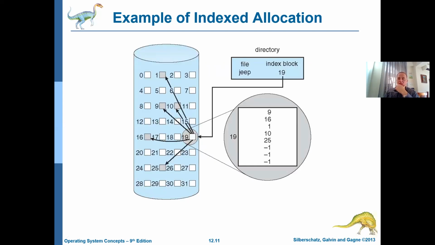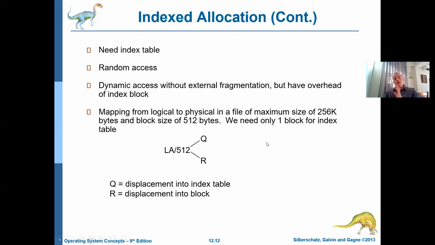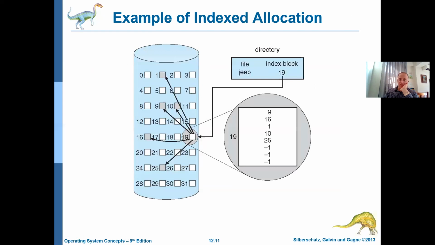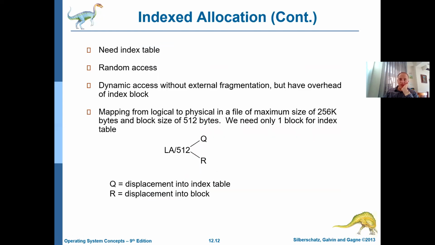It also allows us random access. If I want the third block, I can just read down. It's even faster than a FAT table. In a FAT table I have to jump around. Here it's just in order. I have dynamic access without external fragmentation, but we have an overhead of an index block. In other words, I have to waste this index block, but I do have direct access.